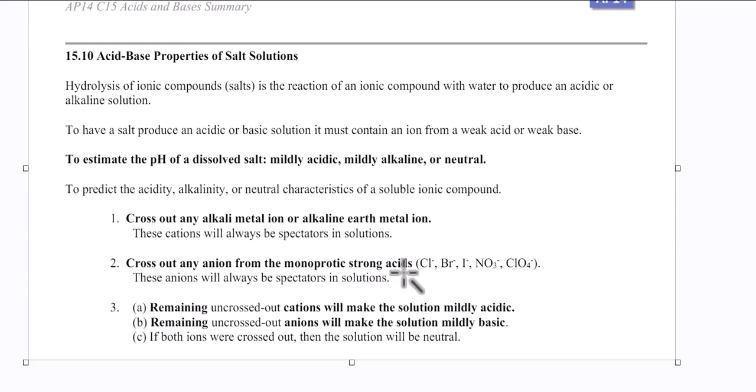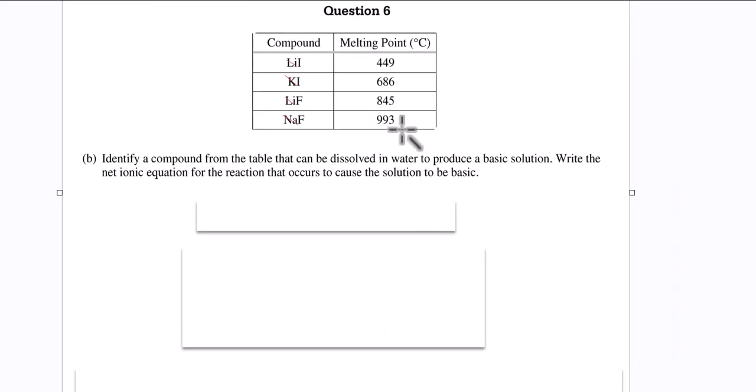Now we know the strong acids are HCl, HBr, HI, nitric, and in this case chlorate. So I'm going to go back here and get rid of anything that is associated with a strong acid. Well, here's the iodide. It's associated with strong acids. This strong acid is completely ionized, and the iodide just floats around doing nothing. So that eliminates the iodide, and so all we've got left is the fluorides. And the fluorides, if you remember, HF was a weak acid, and then we could go from there.